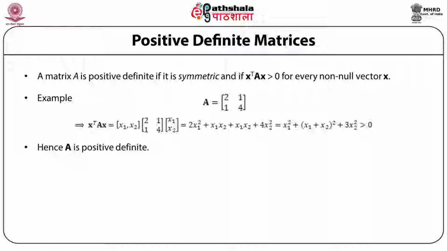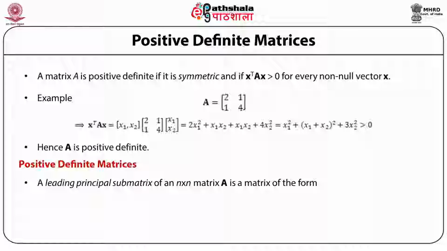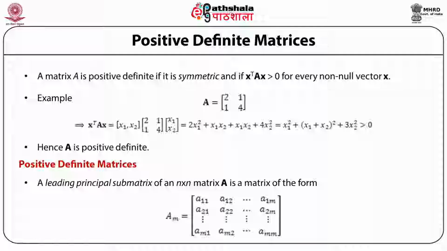The criteria for positive definiteness. A leading principal submatrix of an n cross n matrix A is a matrix of the form A_m equals A11, A12 up to A1m, A21, A22 up to A2m, and so on till Am1, Am2 up to Amm.